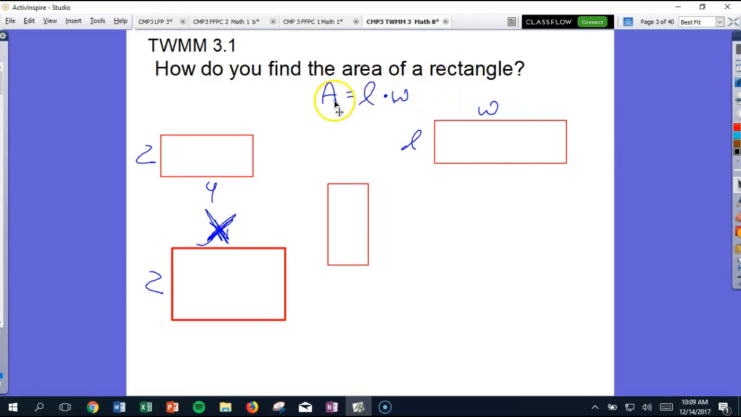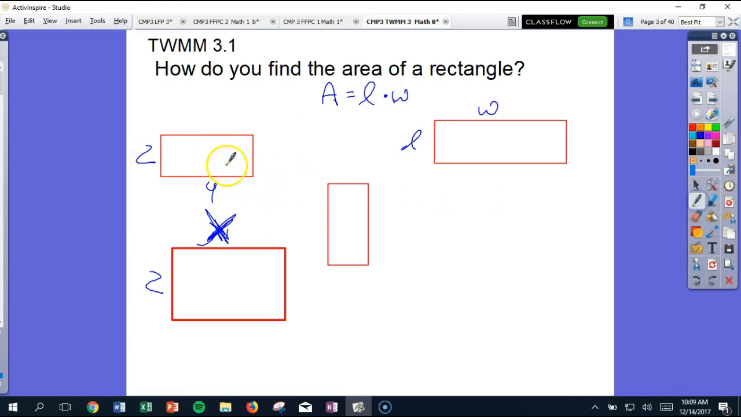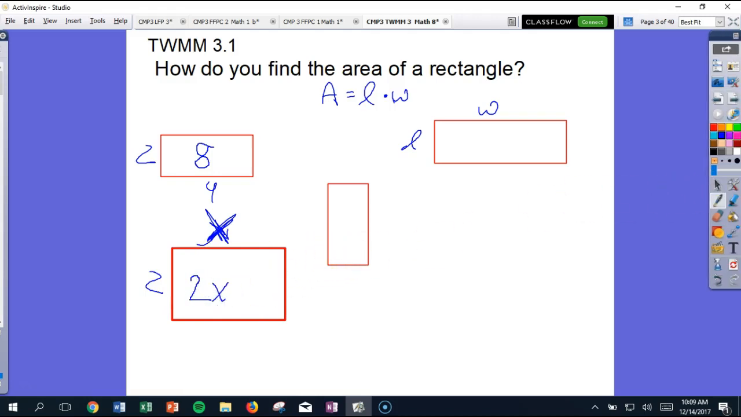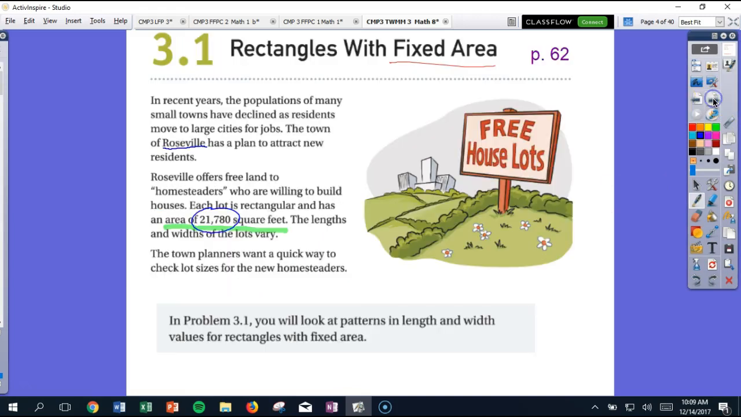So how do you find the area of a rectangle? We just talked about area equals length times width. So say this is our area, this is our length, this is our width. If we had a length of 2 here and a width of 4, our area is going to be 8. In this one we'd have a length of 2 and a width of x. That means our area, length times width, is going to be 2x. Okay, so hopefully we get that concept.